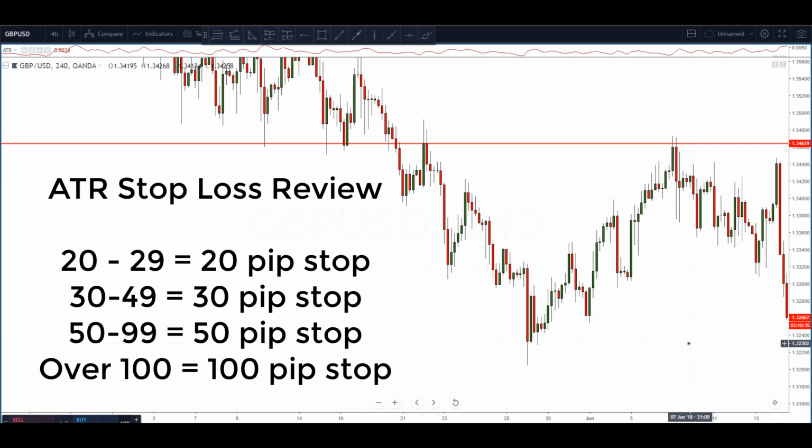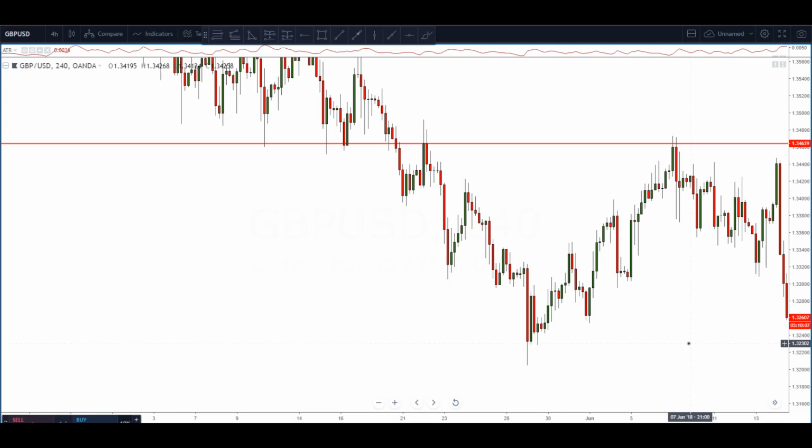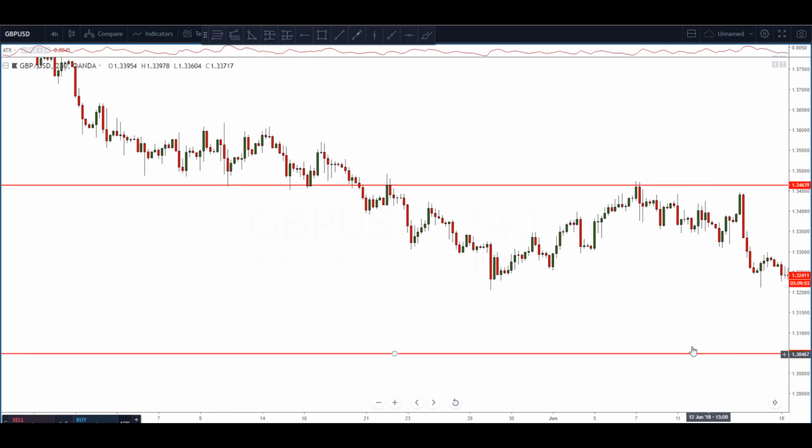If you have an ATR of 30 up to 49, that is going to be a 30 pip stop loss. 50 and above, up to 99, is going to be a 50 pip stop loss. 100 and above is going to be a 100 pip stop loss below that swing low or above that swing high, depending if it's a bearish or bullish trade. So that's the stop loss. Again, targets are the same as with a pullback strategy trade as well. We're looking at a 1-to-1 risk reward on first targets, and we'll use some of those multiple target techniques in order to trail the position down. So that's stops and targets on the aggressive entry.